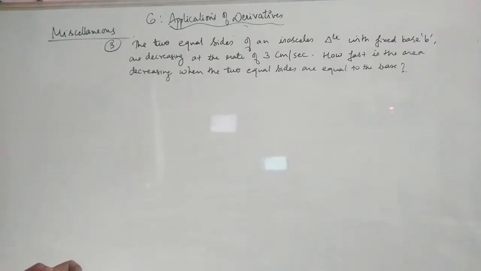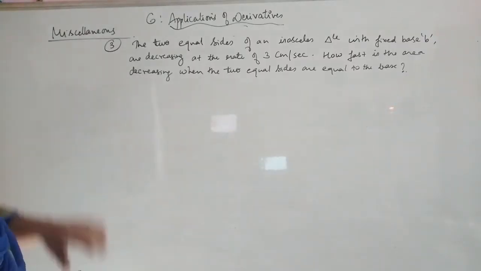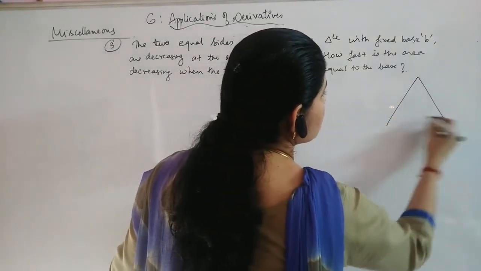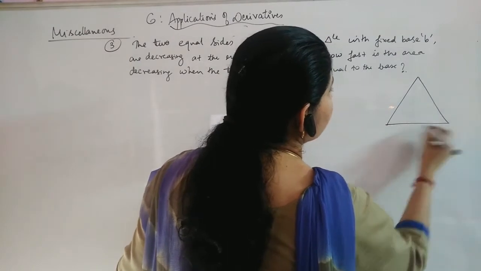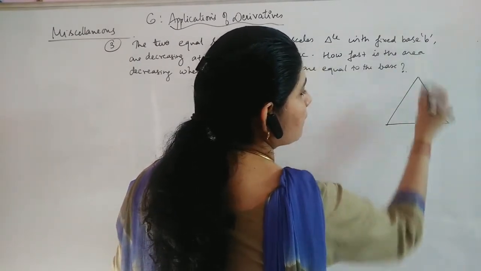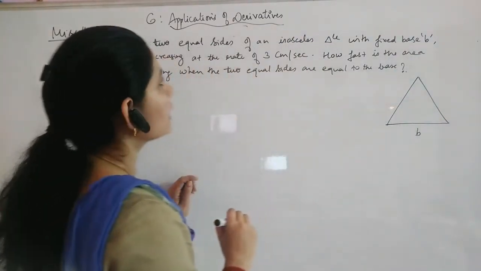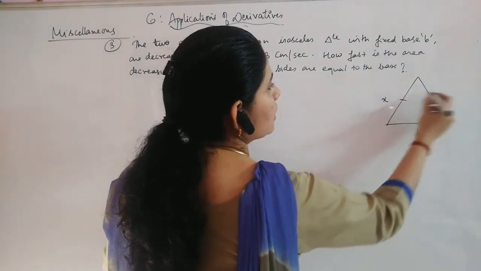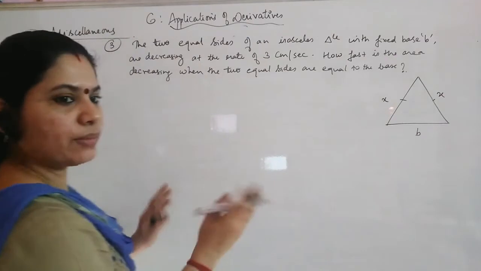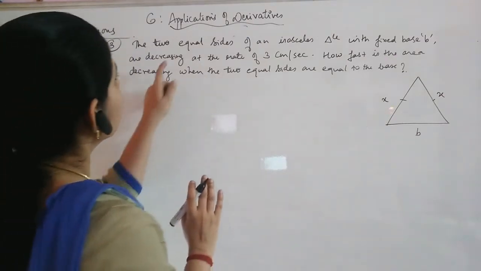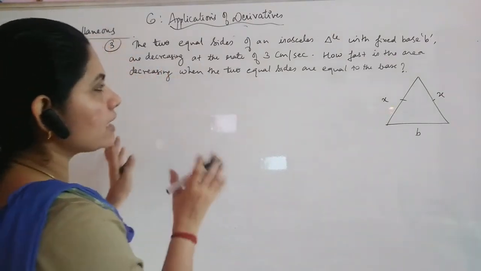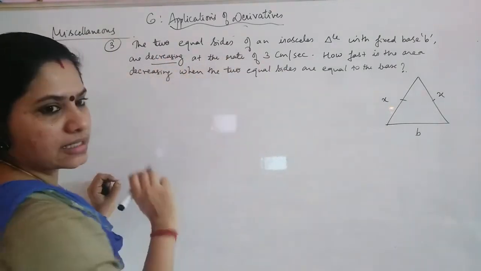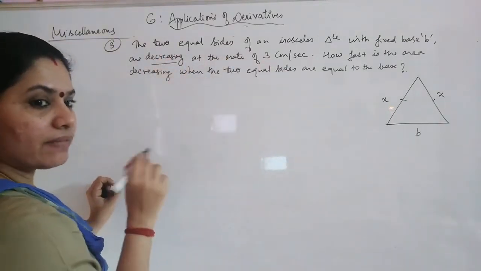Okay. The question is saying that two equal sides of an isosceles triangle with fixed base. So first we will just start with an isosceles triangle with fixed base. This fixed base they have given the value, so this is b. Okay, and the other two sides will be equal. So just take them as some variable so that both are having the equal value. Okay, and they are saying that the two sides are decreasing at this rate. What do you mean by decreasing? You will have a negative sign there.